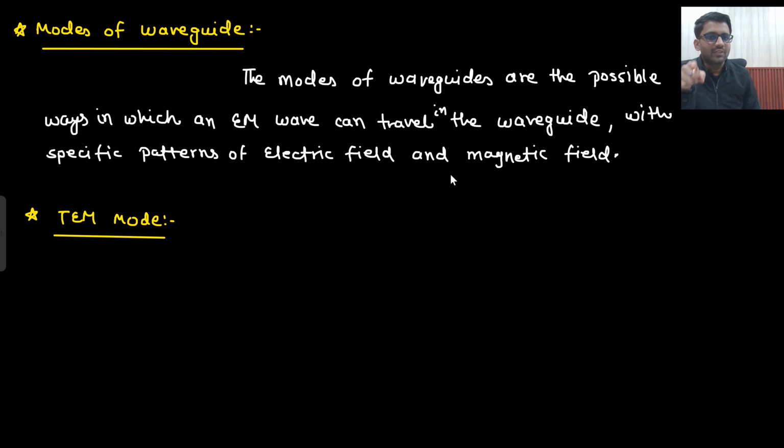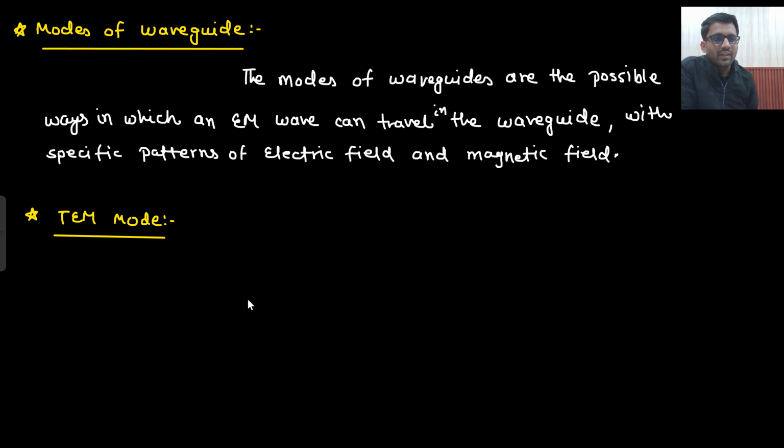Now with specific patterns of electric field and magnetic field. These patterns we will see later on. The meaning of this line will be clear later on. As per the definition, the modes of a waveguide are the possible ways in which an EM wave can travel inside the waveguide. So this is the style of propagation inside the waveguide.